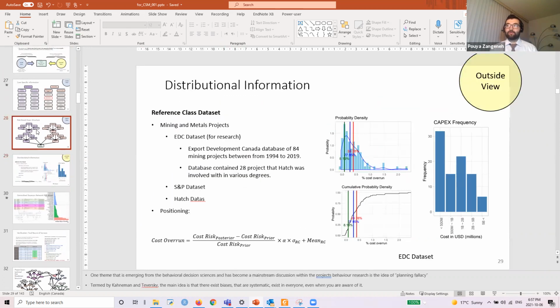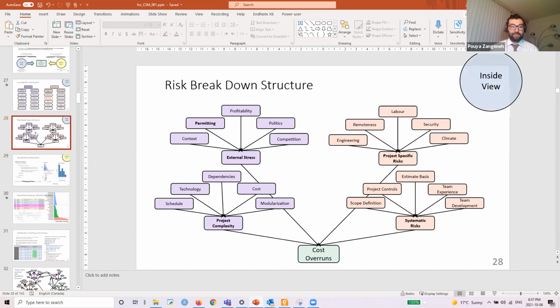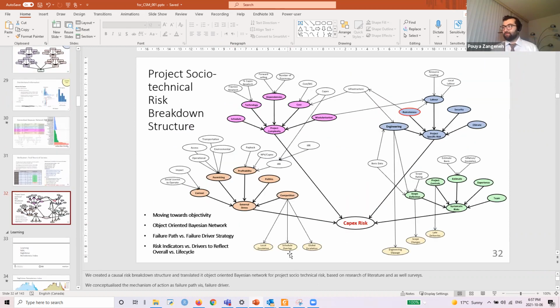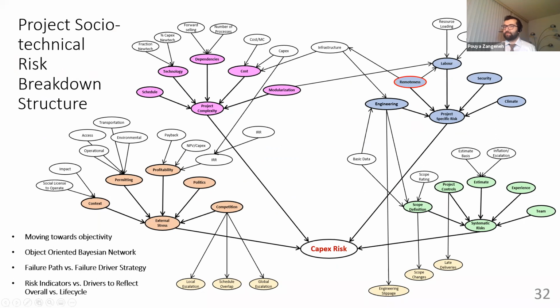Now, diagnostics on socio-technical or definitional types of risks is a little bit hard, but again, it's not impossible. So what I mean, for example, here, let me full screen this one. There are ways of modeling latent variables. For example, if you think competition is a latent variable, but it manifests itself through local escalation, schedule overlap, and global escalation, we can essentially arrive from certain project behavior to these, which would be more of a diagnostic, but as well prediction. So the prediction would be, if we have these variables, how the information would move in this path, essentially from escalation up to competition to external stress to capex.